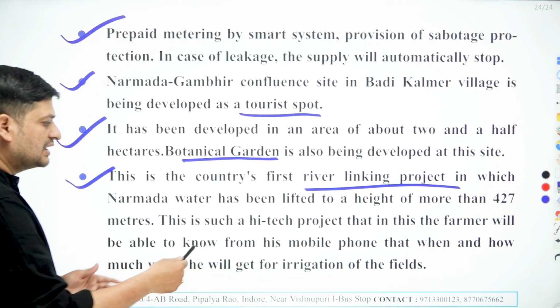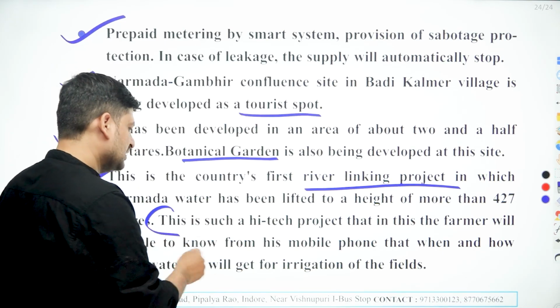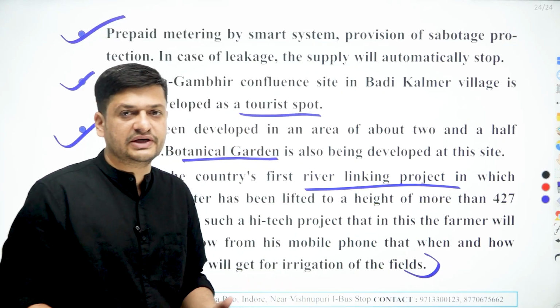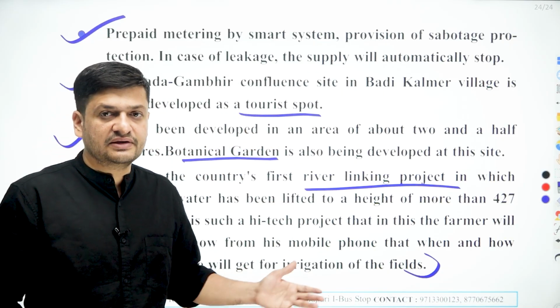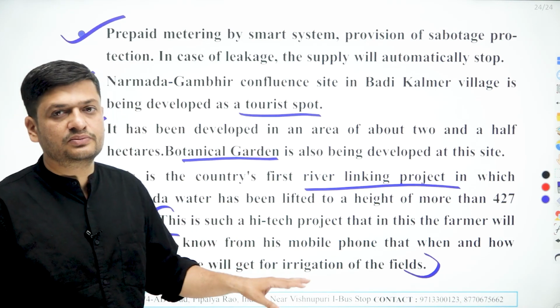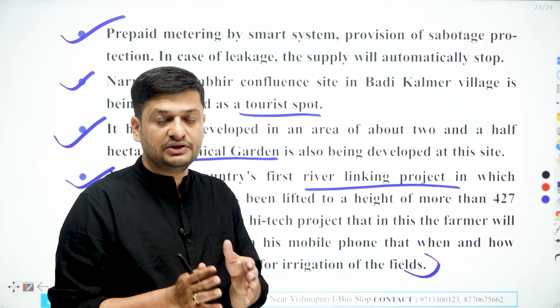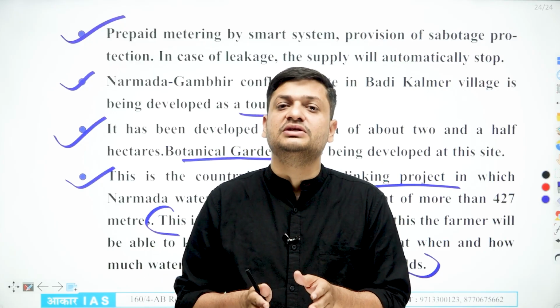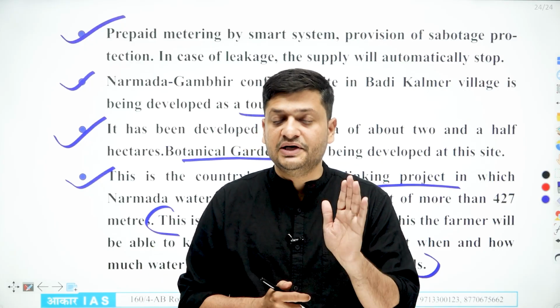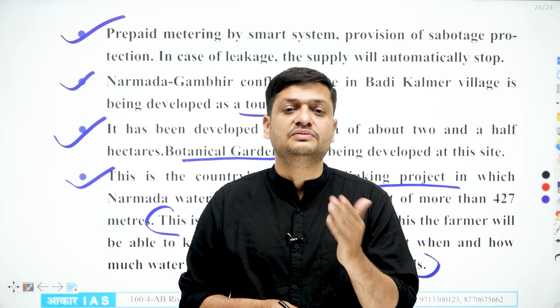It is a high-tech project. When the water is supplied, the farmers also get an update, and they can come to the field when the water has been supplied. That is the USP of this project, how the technology is used, that you get an update on your cell phone when the water has been released.